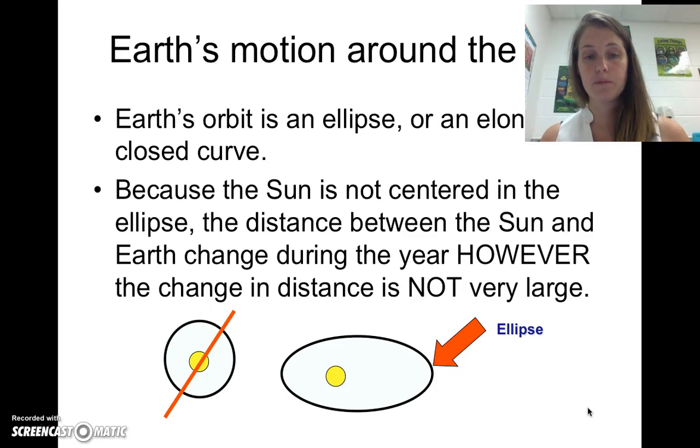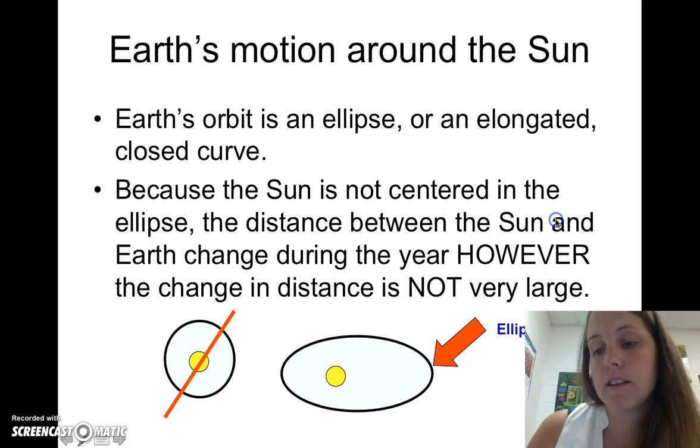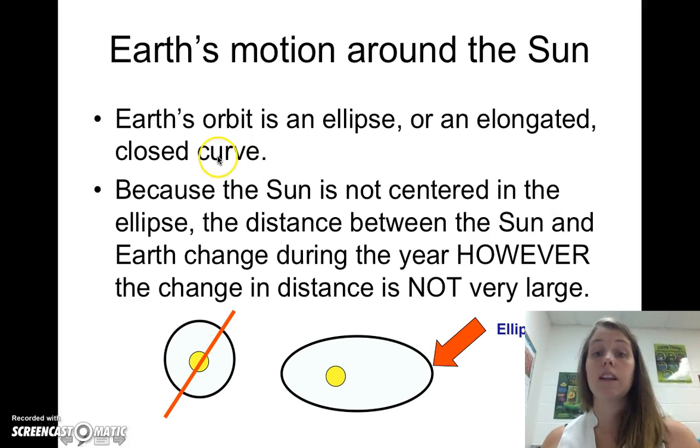All right, so we know the Earth travels around the sun in an ellipse, or an elongated circle.